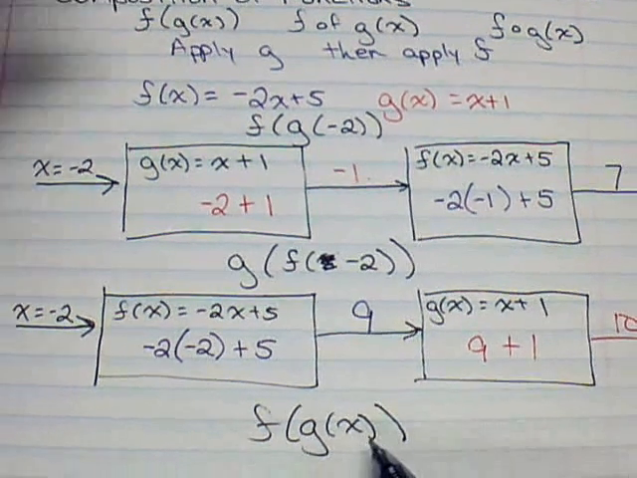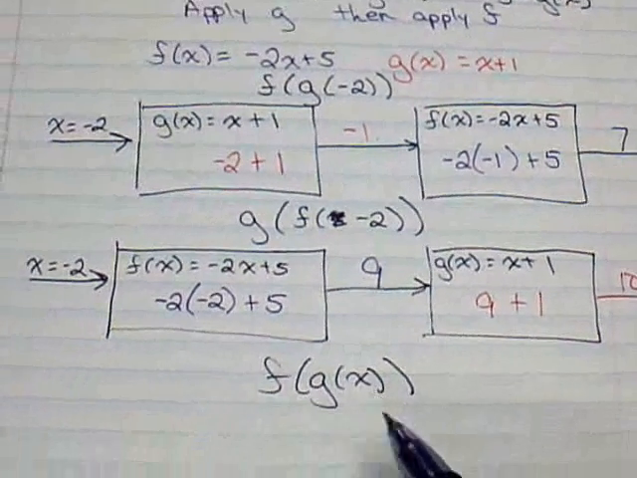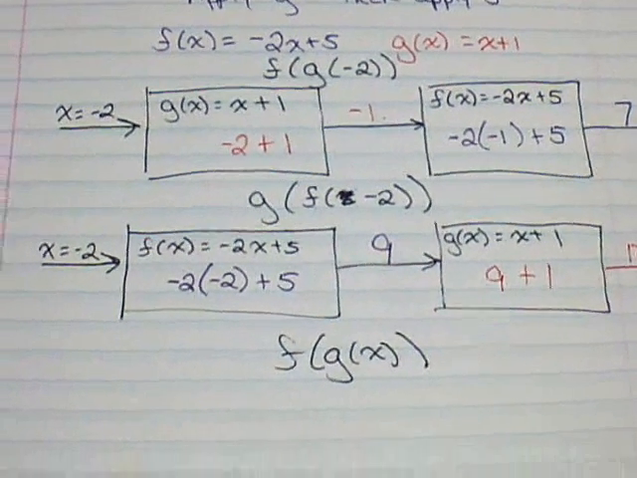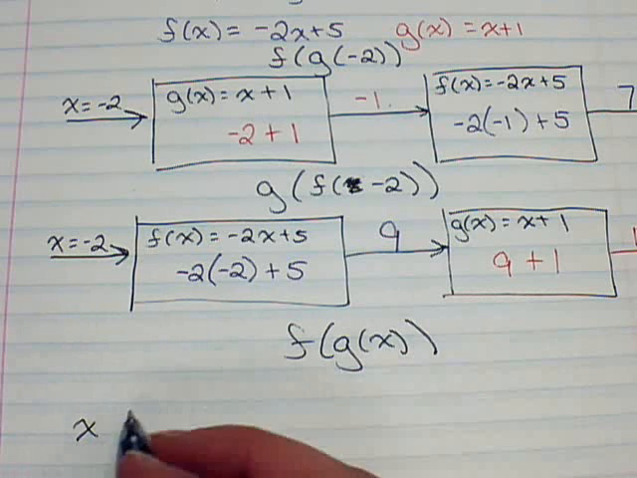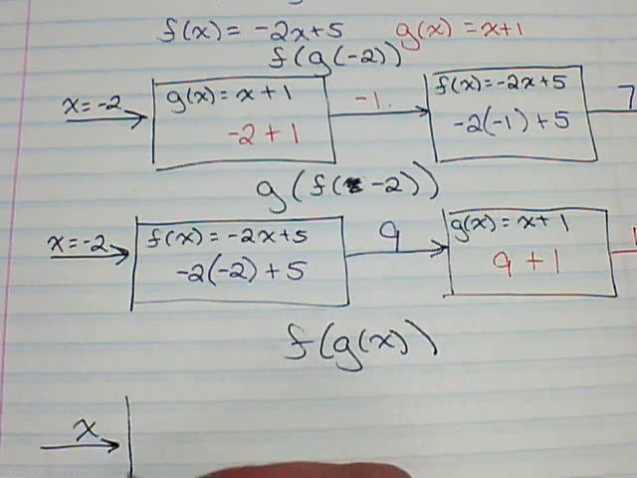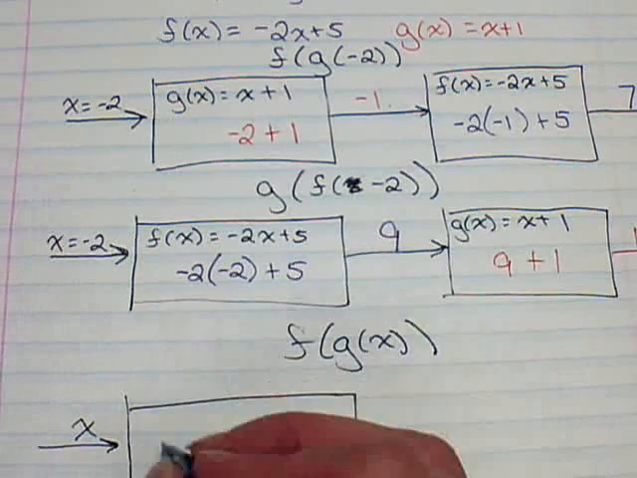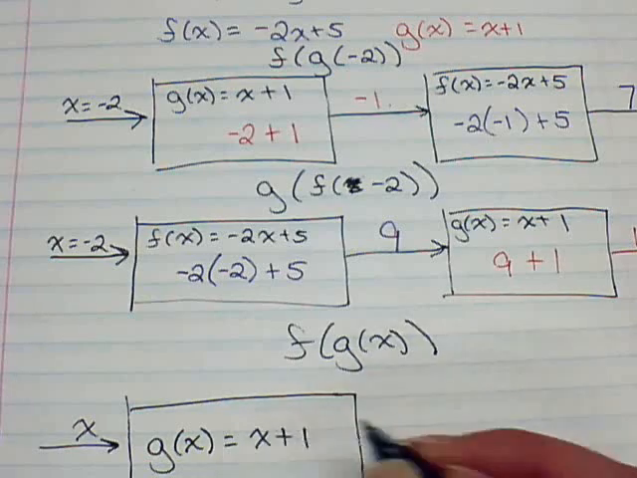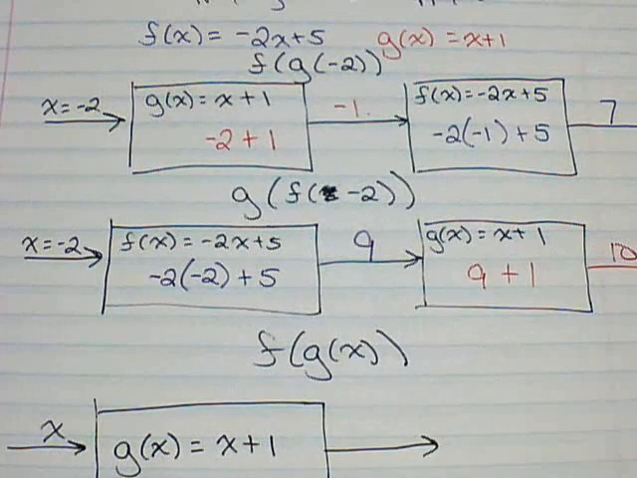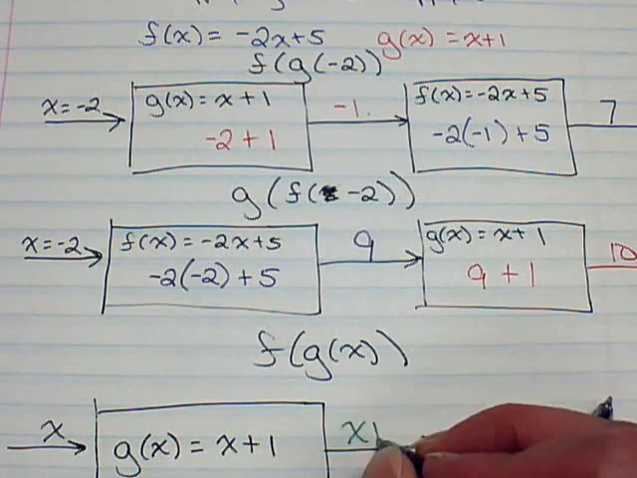Alright, so this time we're using just a generic input of x. But it's still pretty easy. We're going to take x and apply the first function. And this one says I'm going to take it and apply g of x. Now g of x was that rule that said I'm going to take the input and add 1 to it. Well, gosh, that's easy. We just get x plus 1 out.